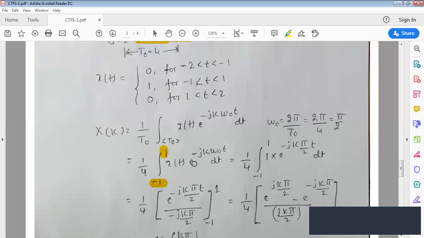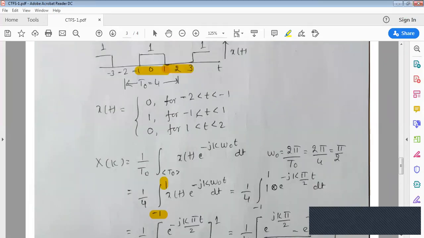X of t into e power minus jk omega naught t. This is equal to 1 by 4 integral from -1 to +1. What is the value of x of t? X of t is 1. So 1 into e power minus jk, what is your omega naught? Pi by 2, into t. So this I have to integrate and get the answer. Any doubt till now?